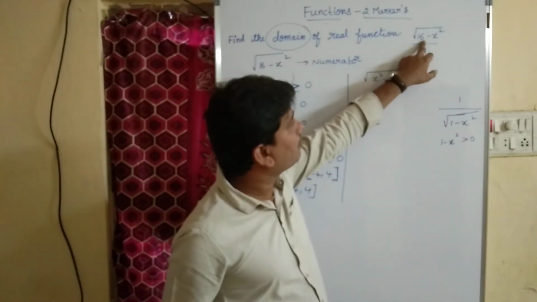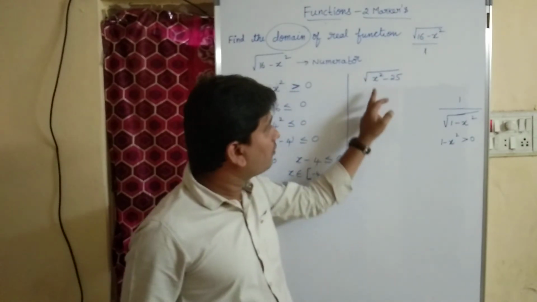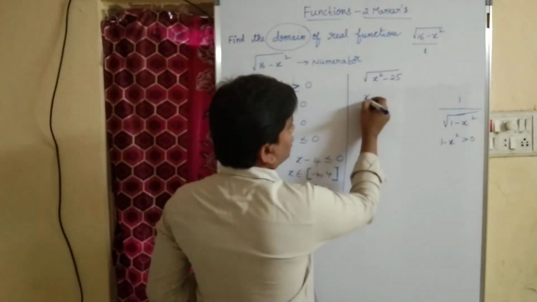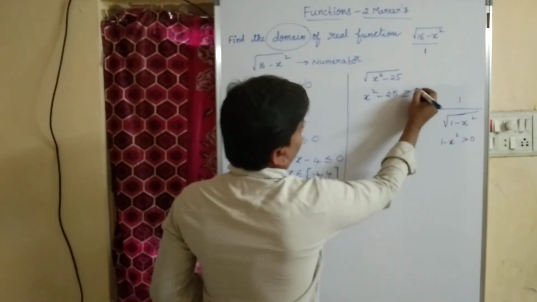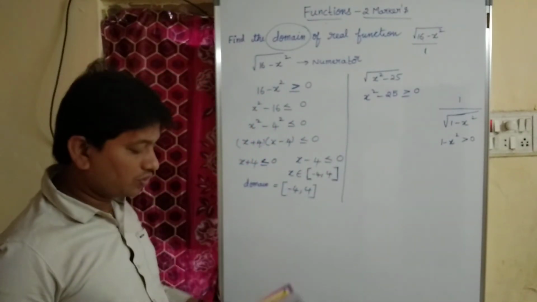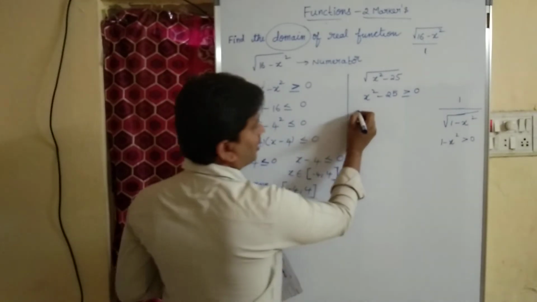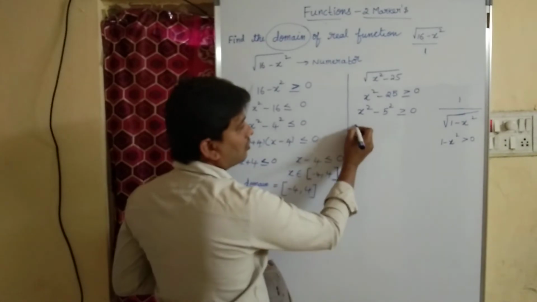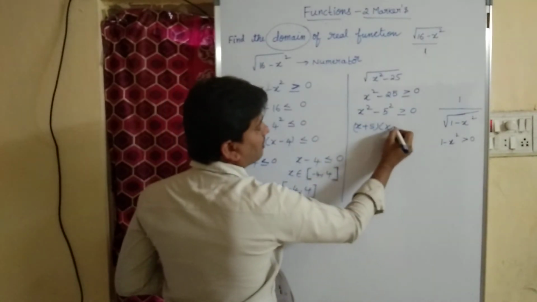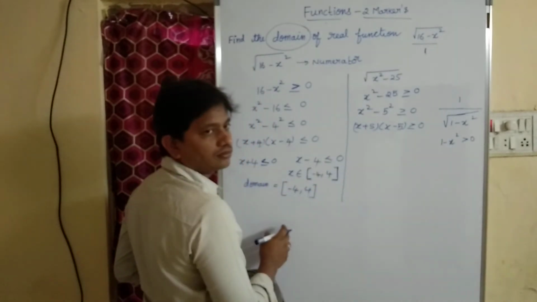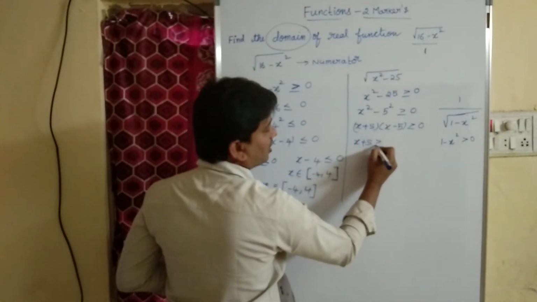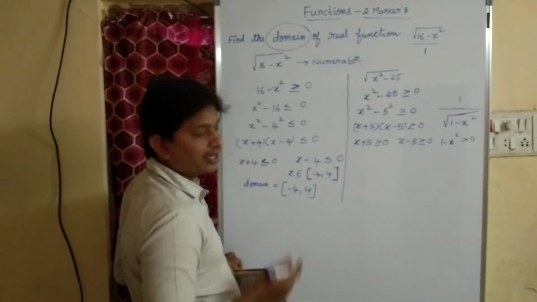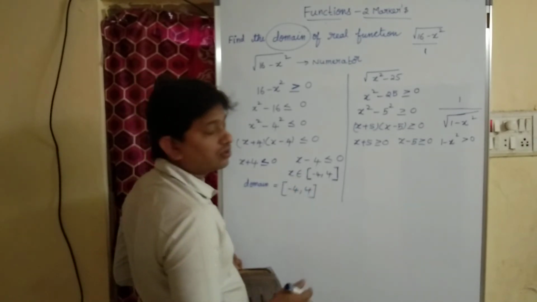Here we have written first number, then variable. Here now we are writing x square minus 25. Same, children. As it is greater than or equal to 0, x square minus 25 is greater than or equal to 0. Then I can write as x square minus 5 square is greater than or equal to 0. Now I can write as x plus 5 into x minus 5 greater than or equal to 0. Now one is x plus 5 greater than or equal to 0. Second one is x minus 5 greater than or equal to 0. So what is the domain, children?